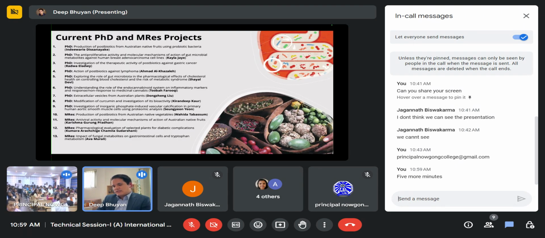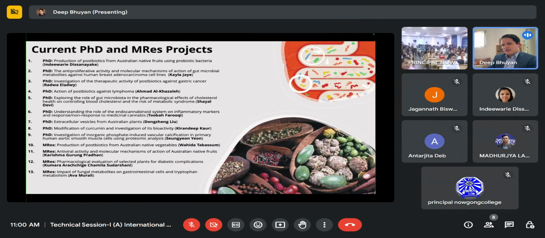These are some of the projects that I'm currently supervising. You could see a wide variety of projects from Australian native fruits. So Indivari has started her PhD after finishing her master's, and she is now trying to produce postbiotics that I explained previously from Australian native fruits using probiotic bacteria. So we basically want to produce these postbiotics so that we can improve the health outcome of Australians, as well as meet the daily recommended dietary intake need as well.